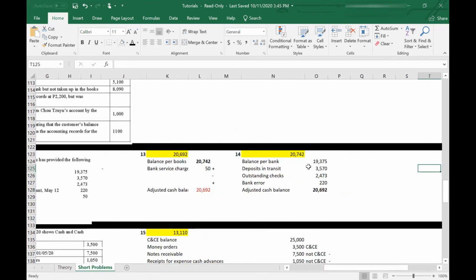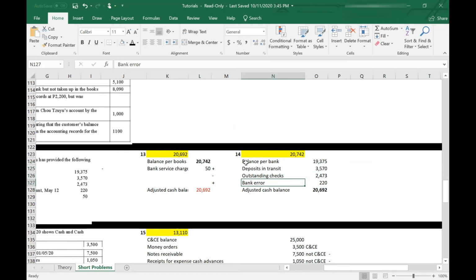Again, the reason why I'm suggesting that you use this format is that pahanapin ka man dyan ng any amount, you can do backward, how do you call this? Work backwards, no? So for this problem, you're given balance per bank 19,375. Tapos may deposit in transit daw. So what's the treatment? We added. And then your outstanding check, we deduct.